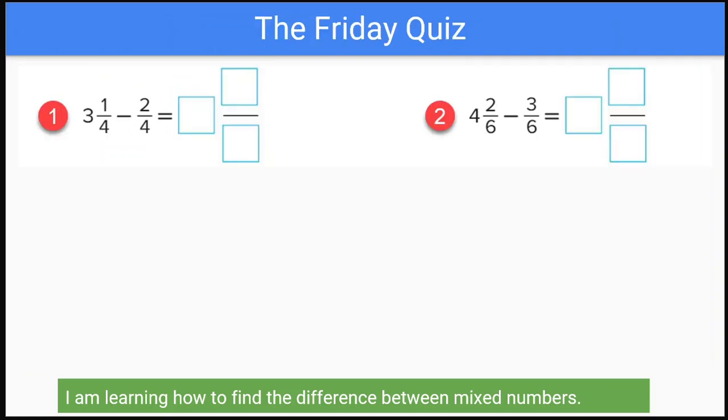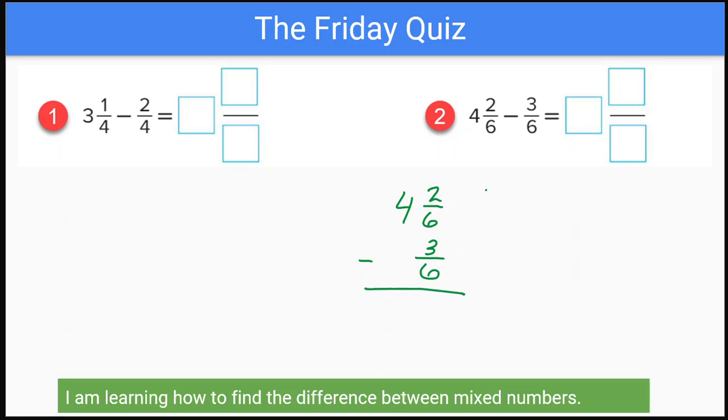Okay, here it is on the Friday quiz. Okay, well, now on the quiz, all of a sudden they give you ones that are harder than what was on the rest of the lesson right here. I think I'll do this one over here, okay? They're both kind of similar. So 4 and 2/6. Take away 3/6.